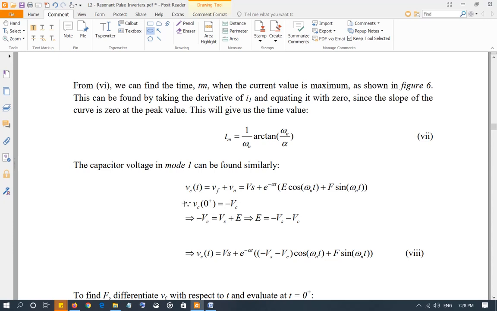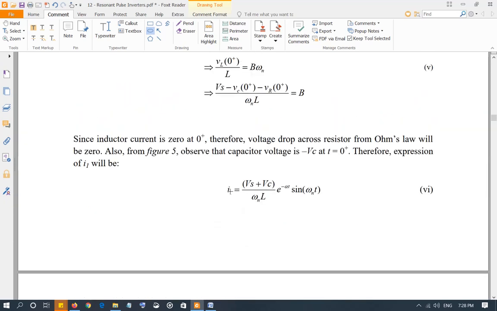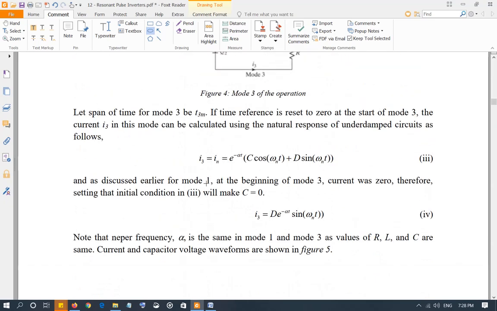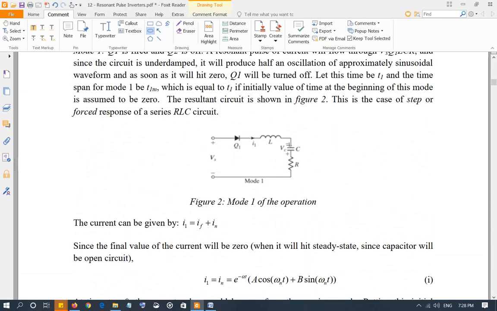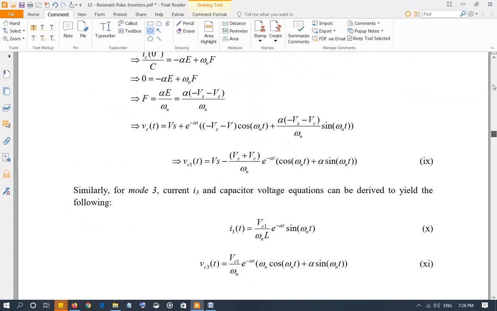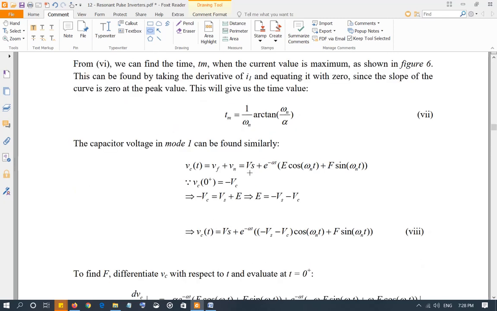Capacitor voltage, again we find the capacitor voltage similarly. VCT is the final value of capacitor, the steady state value, plus the natural response. The final value, if you let the circuit go, of course, the final value of the capacitor voltage is going to be Vs. And then of course natural response, as we did for current, e to the power negative alpha t times E cosine omega nt plus F sine omega nt.